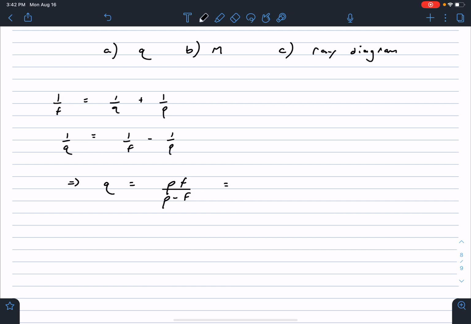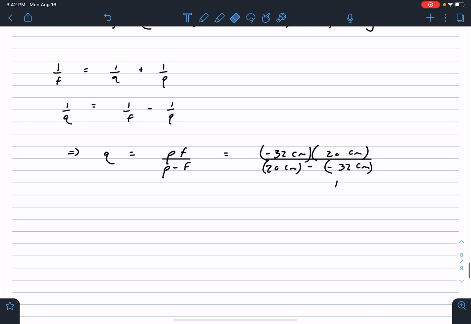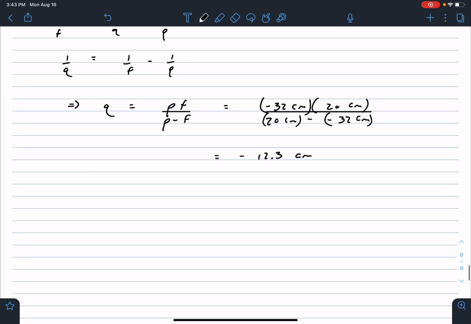Okay, and we just plug in the formula, negative 32 centimeters times P, which is 20 centimeters, over 20 centimeters minus negative 32 centimeters, because this is P minus F, right? Well, if we plug this into a calculator, we get negative 12.3 centimeters. That's what it comes out to. Okay, that's Q. So Q is negative 12.3 centimeters.